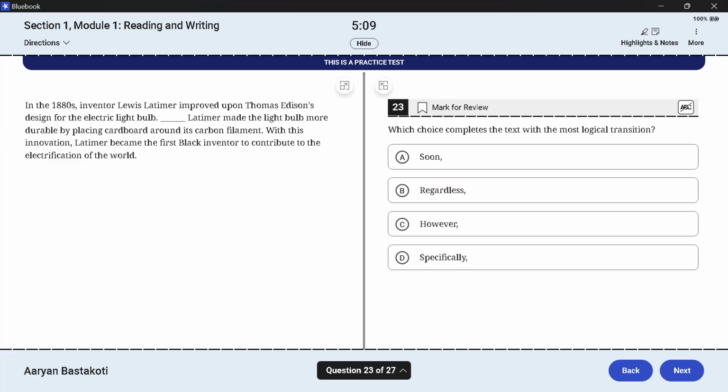And again, a transition question. In the 1880s, inventor Lewis Latimer improved upon Thomas Edison's design for the electric light bulb. Latimer made the bulb more durable by placing cardboard around its carbon filament. With this innovation, he became the first Black inventor to contribute to the electrification of the world.